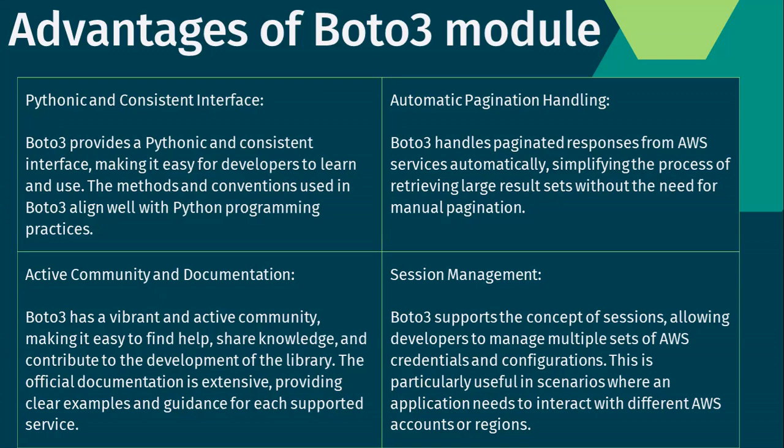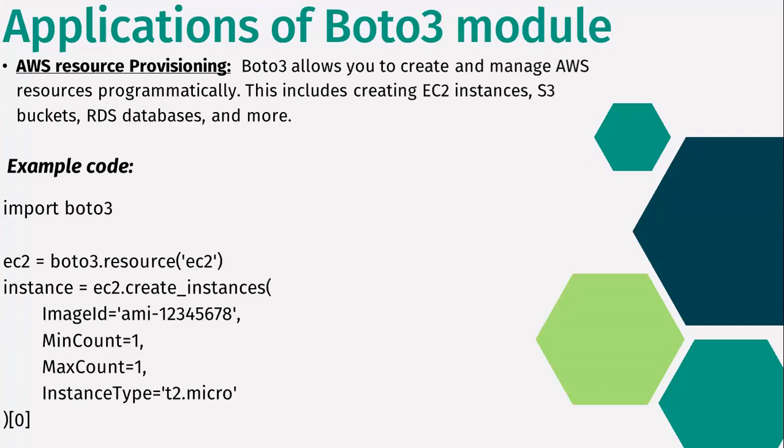Now let's move on to its applications. The very first application is Amazon Web Services resource provisioning. Boto3 allows you to create and manage Amazon Web Services resources programmatically. This includes creating EC2 instances, S3 buckets, RDS databases, and more. What is S3? How does S3 help us? S3 helps us store and retrieve files in the cloud. With Boto3, we can use Python to manage these files.